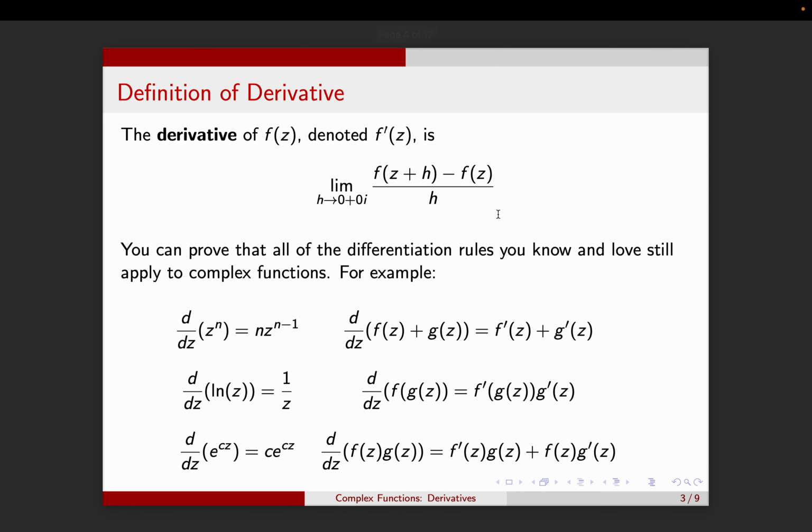And there it is. Given this definition, everything you know and love from Calculus 1 basically still holds of the differentiation rules. So like the power rule still holds. The derivative of a sum, you can still split it over the sum, like this. The chain rule still holds. The product rule still holds. The quotient rule still holds. The derivative of complex log is 1 over z. We knew that from Calc 1.